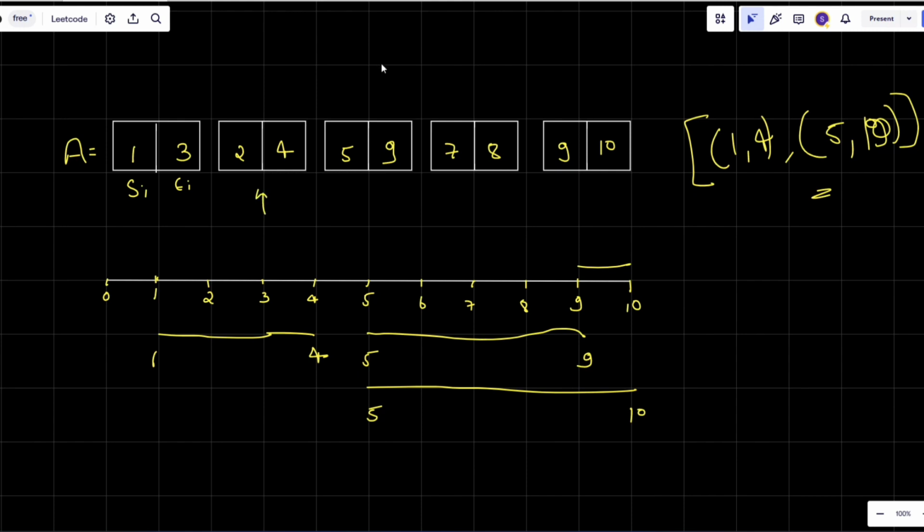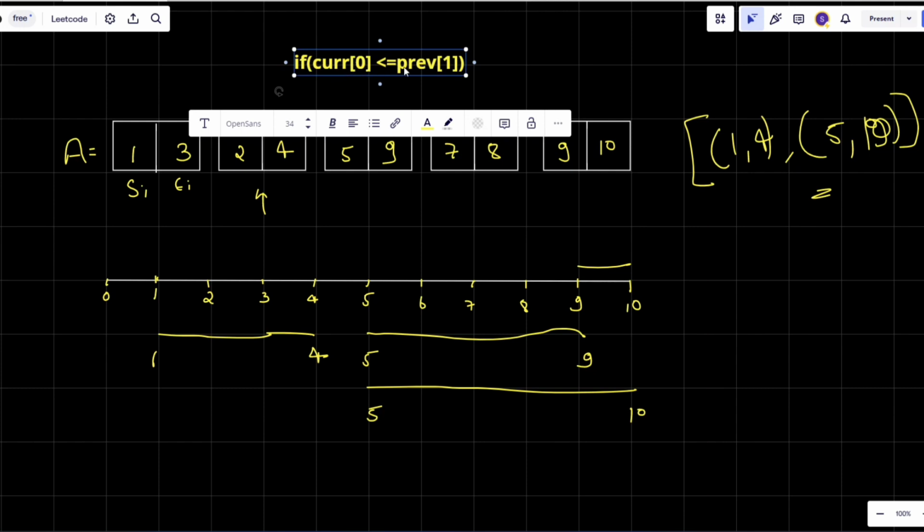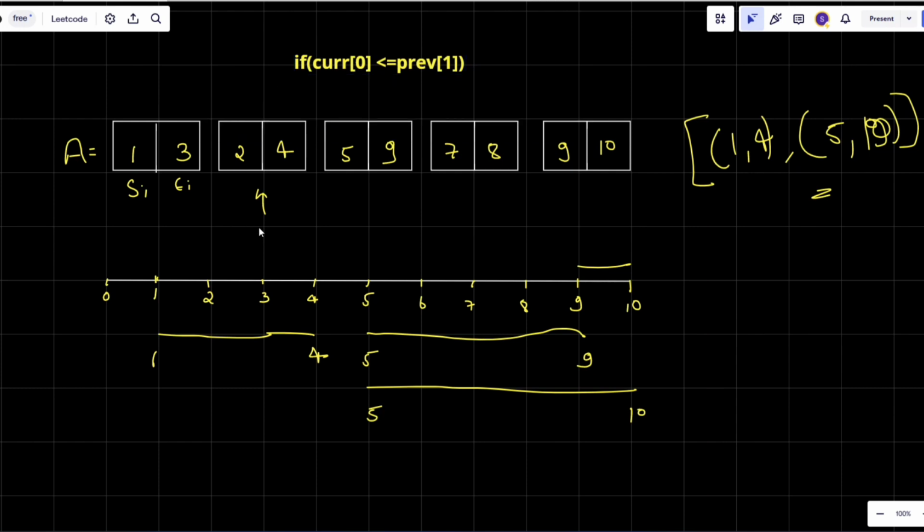So I'll simply use this condition. Let us suppose that this is my current interval and this is my previous interval. What I'll check is whether current[0] is less than or equal to previous[1]. If the start of the current interval is less than or equal to the end of the previous interval, then I can say that yes, there will be some overlapping of intervals. So I'll do one thing.